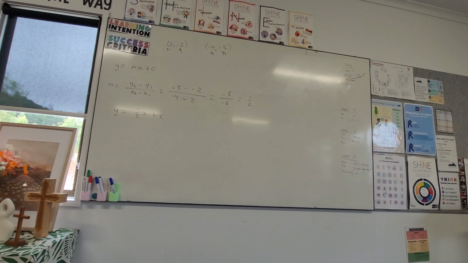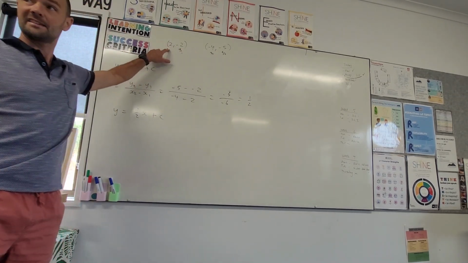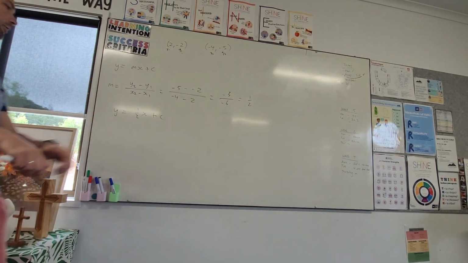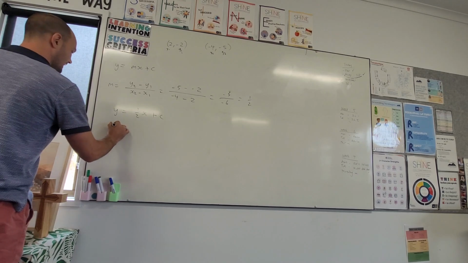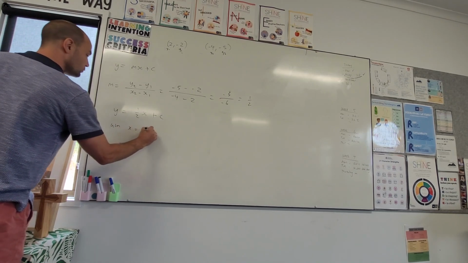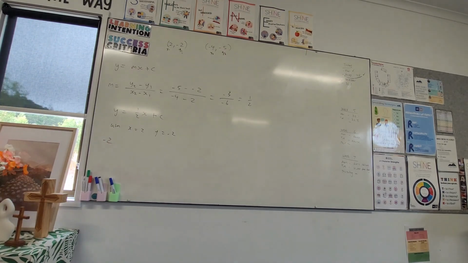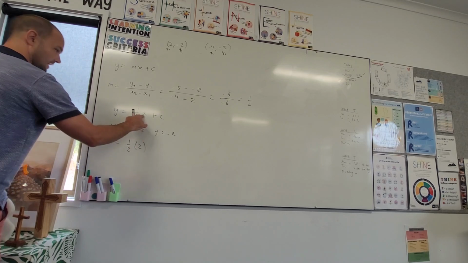Next we need to determine the value of c. And we do this by substituting in either of these coordinates. It doesn't matter which one we put in, both of them lie on the line, so both of them will satisfy it. Let's put this one in. We have when x is 2, y is minus 2. So I'm going to put minus 2 where the y is, and I'm going to put positive 2 where the x is.